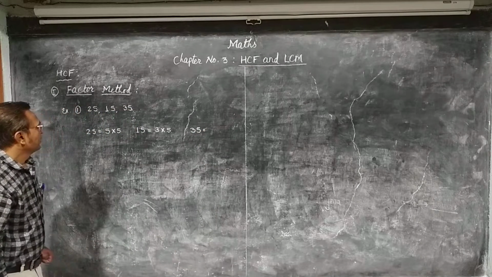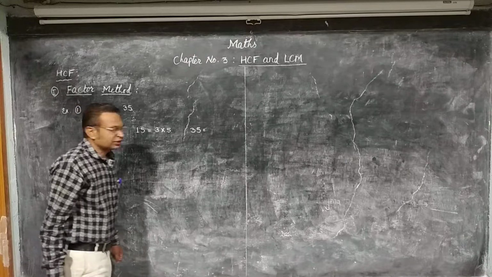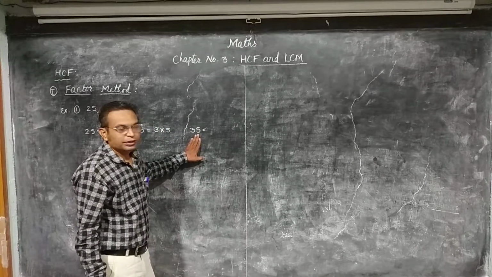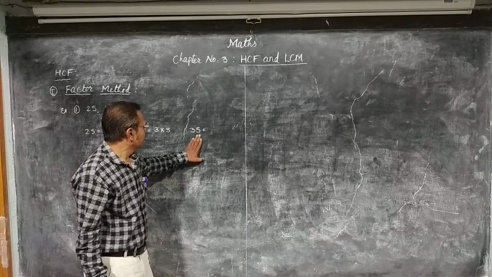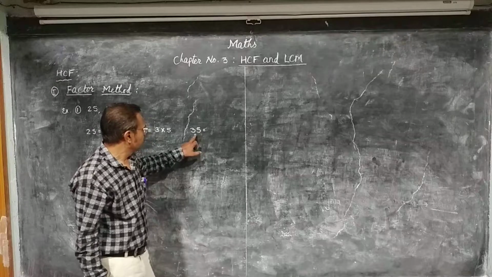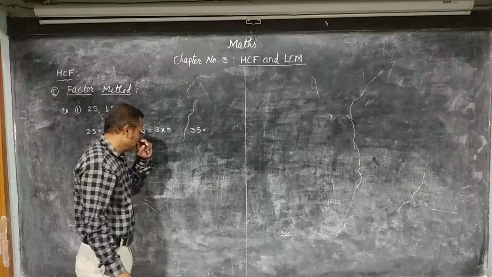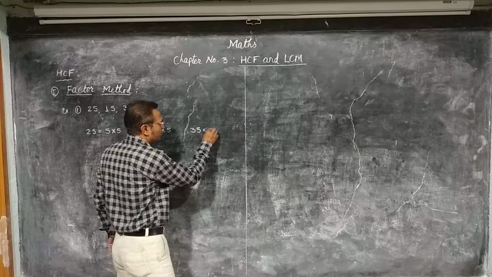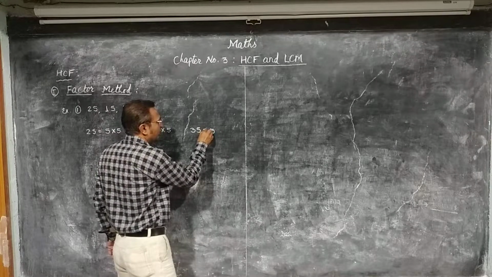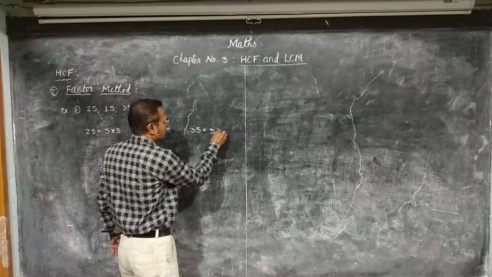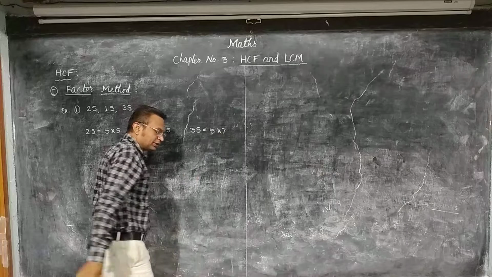35. Again, start from 2. We can't divide 35 by 2. Therefore, after 2, 3 is a prime number, 3 plus 5 is 8, but it is not a multiple of 3, and therefore after that, 5. In the unit place there is 5, therefore we can apply the test of divisibility by 5. 5 7s are 35. Both are prime numbers.